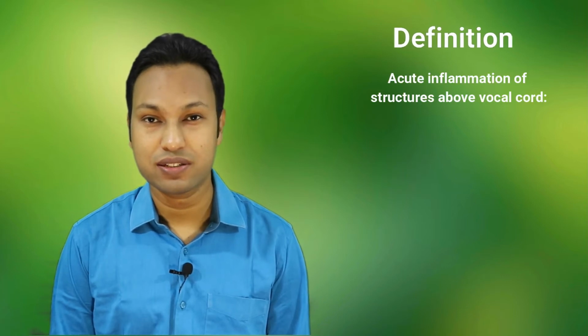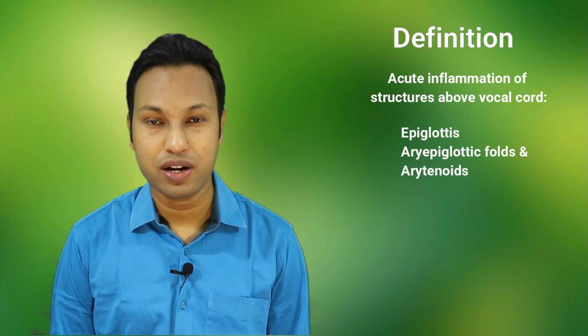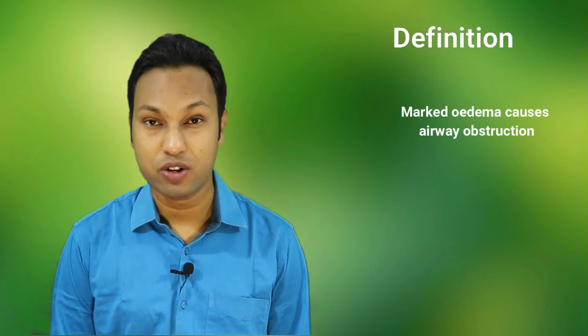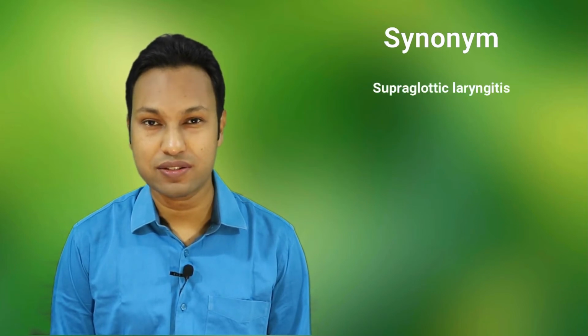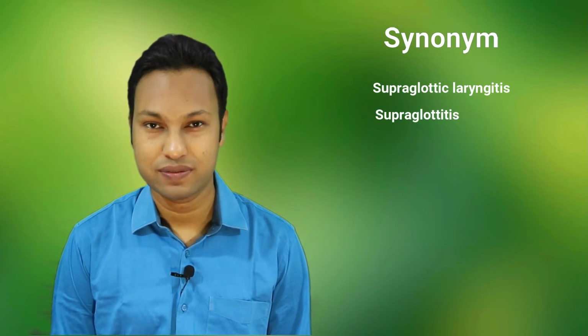First, what is acute epiglottitis? It is an acute inflammatory condition of the supraglottic structures like epiglottis, aryepiglottic fold and arytenoid. There is marked edema of these structures which causes airway obstruction. It typically affects children of 3 to 6 years, but it can also affect adults, and it is more common during spring and winter. As the definition says that in epiglottitis, supraglottic structures are involved, so acute epiglottitis is also known as supraglottic laryngitis or supraglottitis.